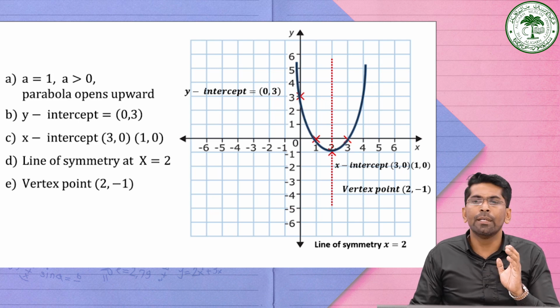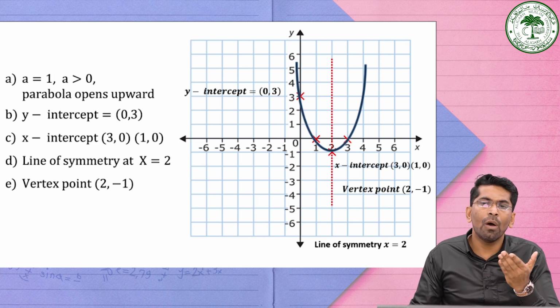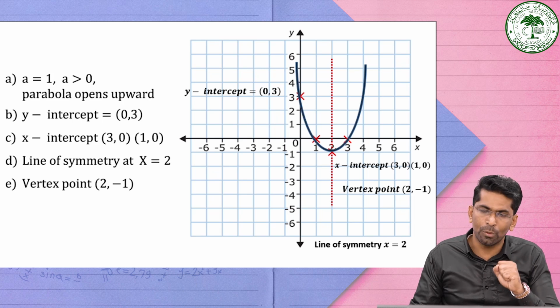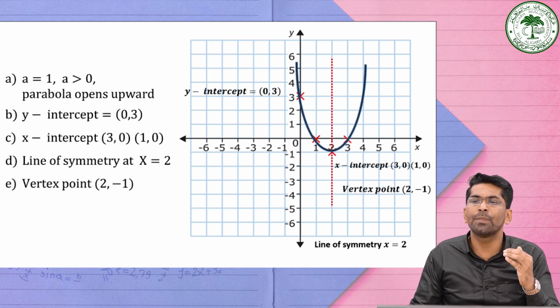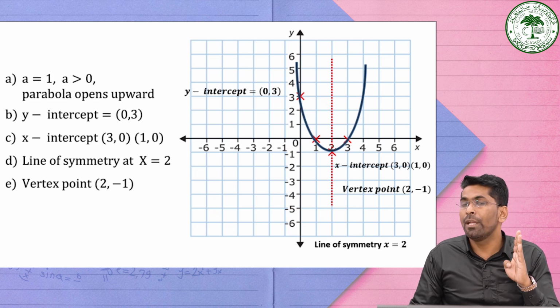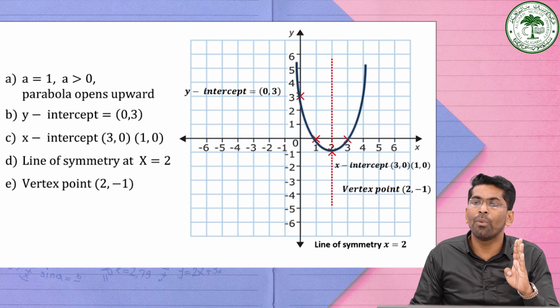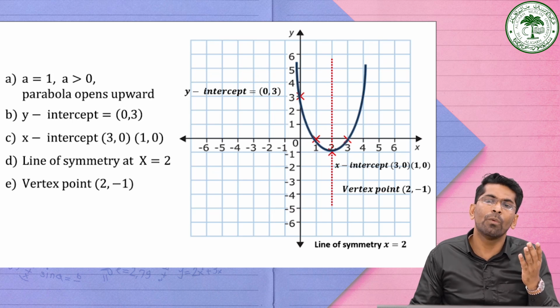So let me conclude here. Today we have discussed how to draw the graph of a quadratic equation. We followed a stepwise procedure to sketch the quadratic function. Firstly, we determined the shape of the graph. Then we found the y-intercept, the x-intercepts, and then the line of symmetry and vertex point. Then we plotted all these points on a graph, and that graph was finally shaped as a parabola. I hope it was clear to you.